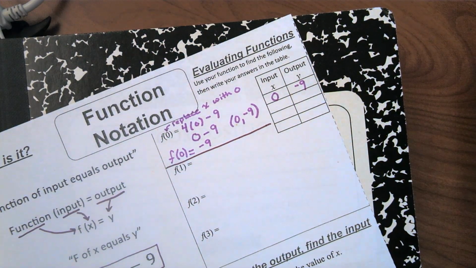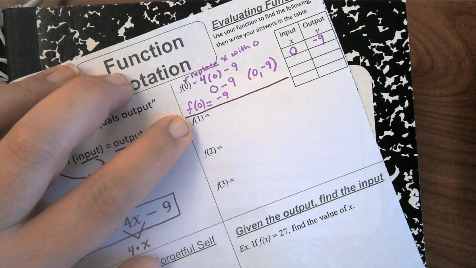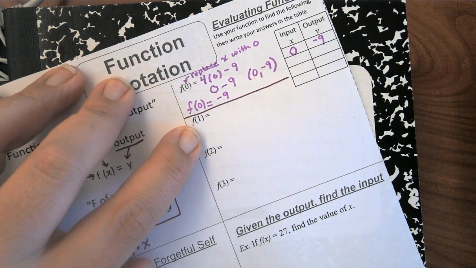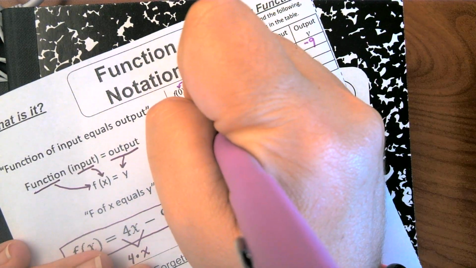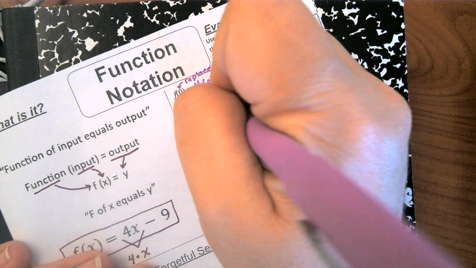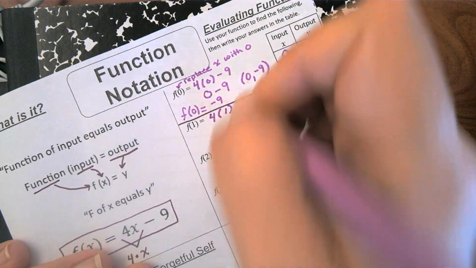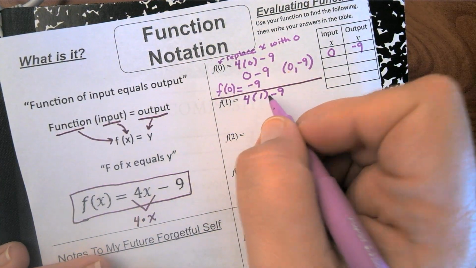So next, we're going to do f of 1. It's going to be very similar to what we did up here. We have to evaluate the f function for when x is equal to 1. So my f function is 4x minus 9. Again, instead of x, I'm going to put a 1. So 4 times 1 minus 9. Then I'm going to do the math. What is 4 times 1 minus 9?